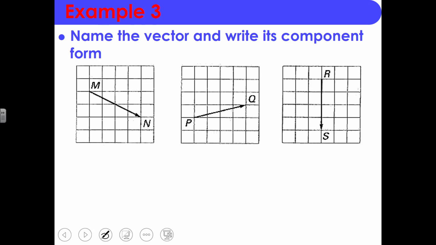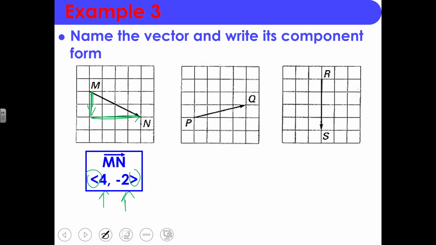Let's look at this example. Name the vector and write its component form. In the first example on the left, we have vector MN. The way we write it is with MN and a bar that looks like an arrow. This is very similar to a ray, but it's not exactly a ray because we have these signs here. So it shows that this vector has a horizontal component of positive 4 and a vertical component of negative 4. In order to get from M to N, you have to go down by 2 units, which is this negative 2 here, and you have to go to the right, which is positive 4.